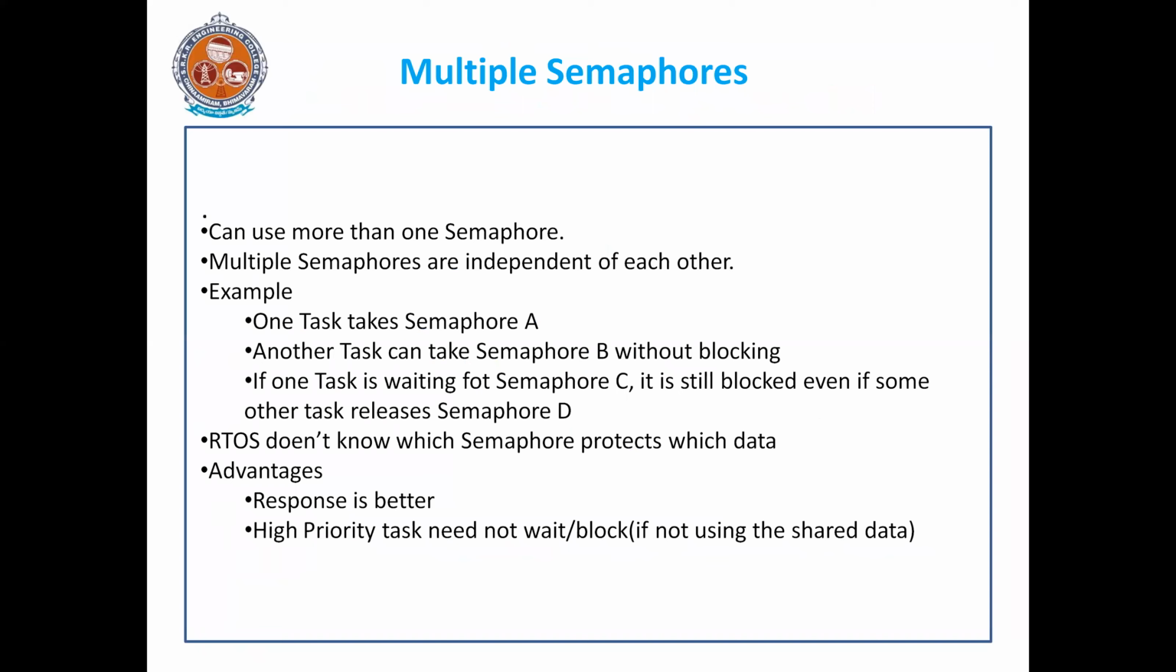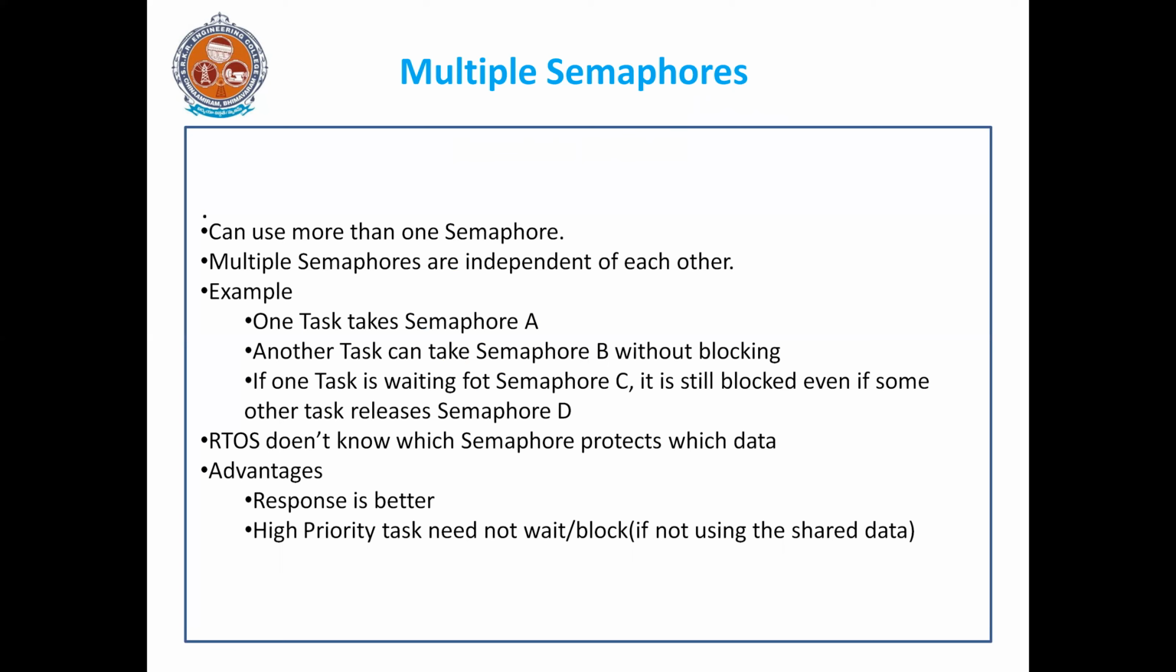In the previous session we saw what is meant by a semaphore, and also the binary semaphores. Binary semaphores means we will have only a single semaphore with two signals. Now we will see what is meant by multiple semaphores. Multiple semaphores means you can use more than one semaphore, that is, many semaphores.